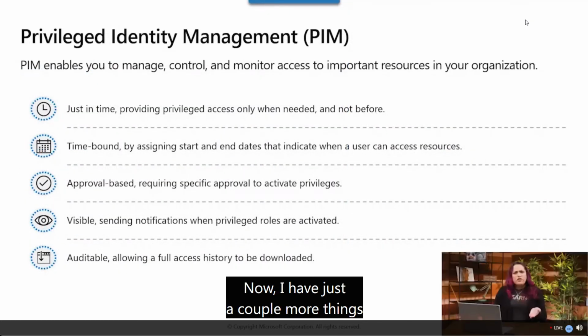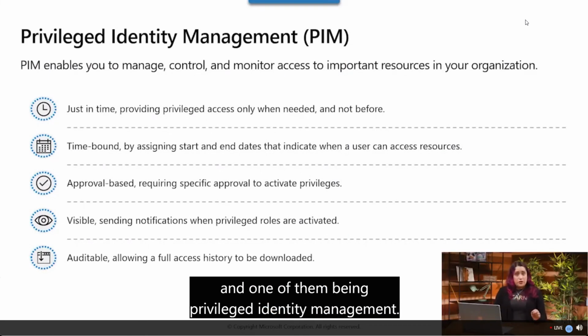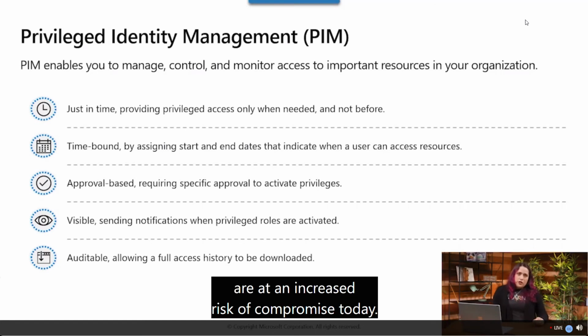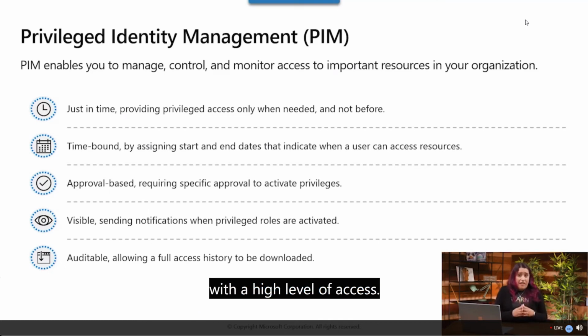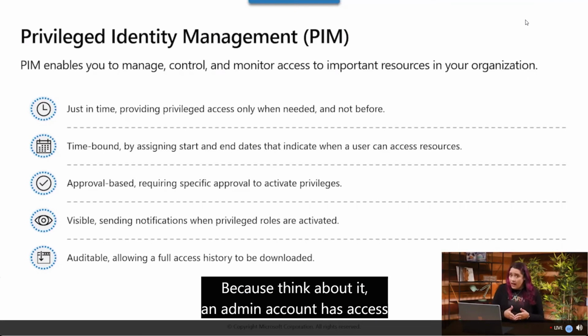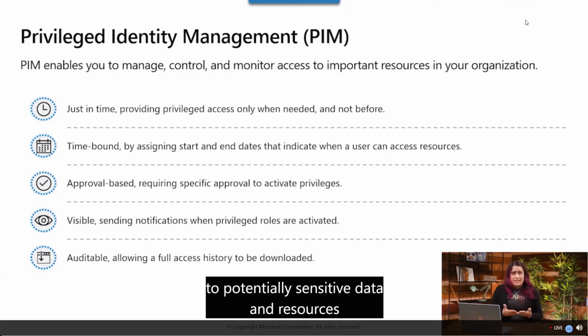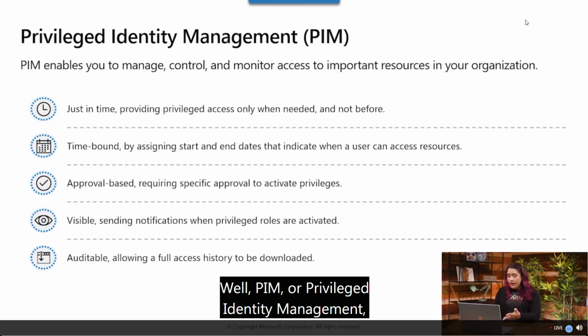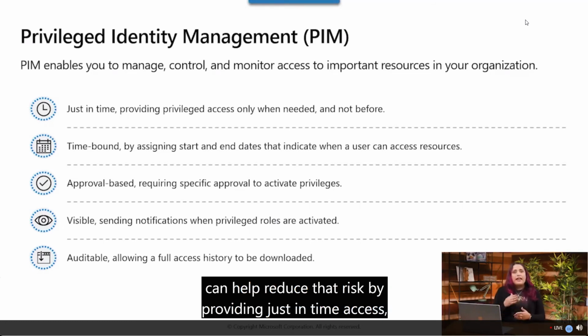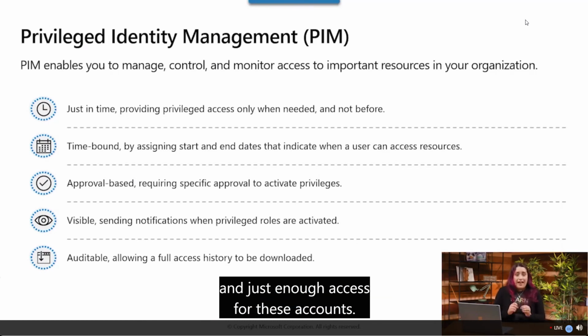Now, I have just a couple more things I want to talk about in this module, and one of them being privileged identity management. We already know companies are at an increased risk of compromise today. And the risk is even bigger when it comes to an account with a high level of access. Because think about it. An admin account has access to potentially sensitive data and resources that you do not want falling in the wrong hands. Well, PIM, or Privileged Identity Management, can help reduce that risk by providing just-in-time access and just enough access for these accounts. So what does just-in-time access mean?